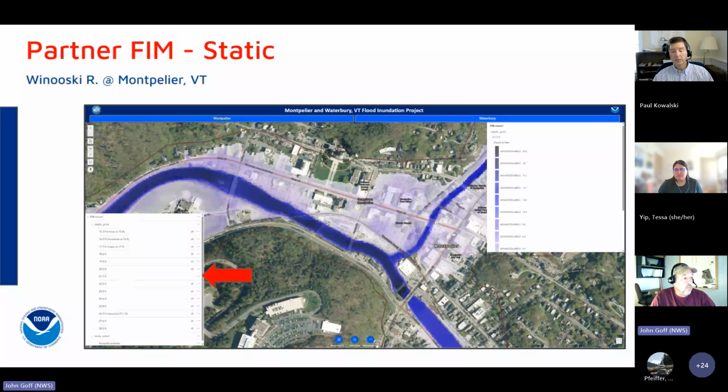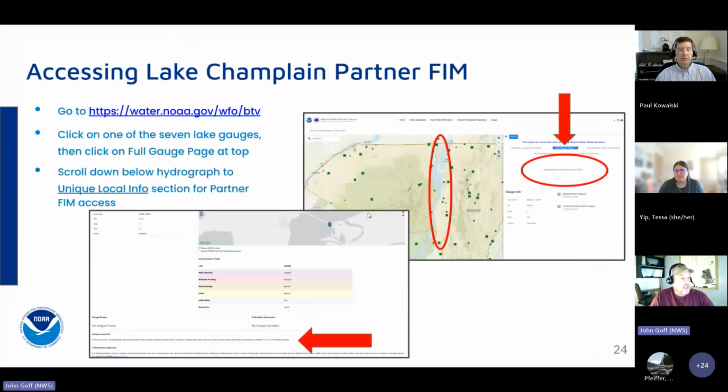And you would do the same for Waterbury. If you want to do this, you can play around with the transparency, the projections, and the stages. Click on Waterbury, and you would get the same thing. So that's the partner FIM that we have available online for Waterbury and Montpelier.